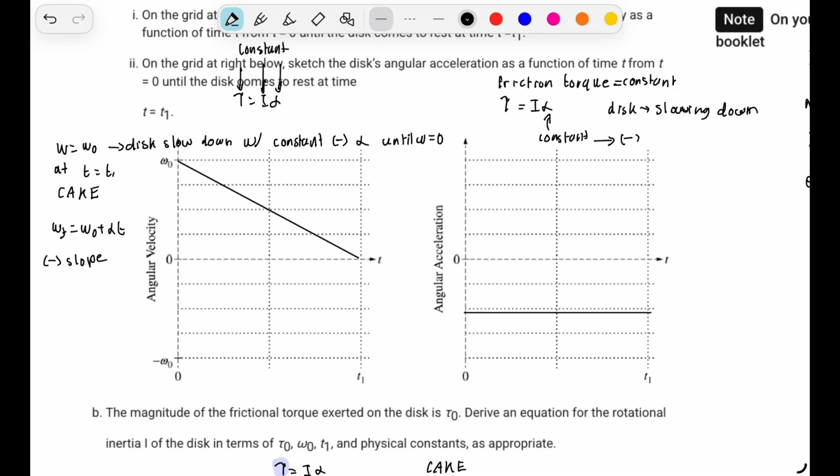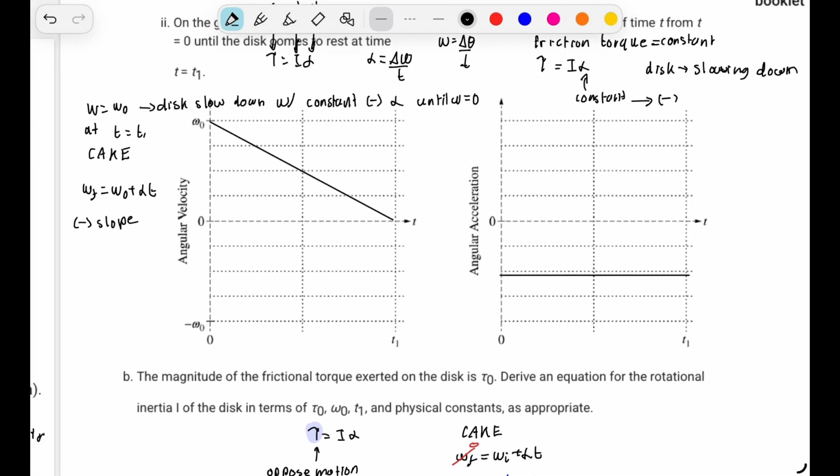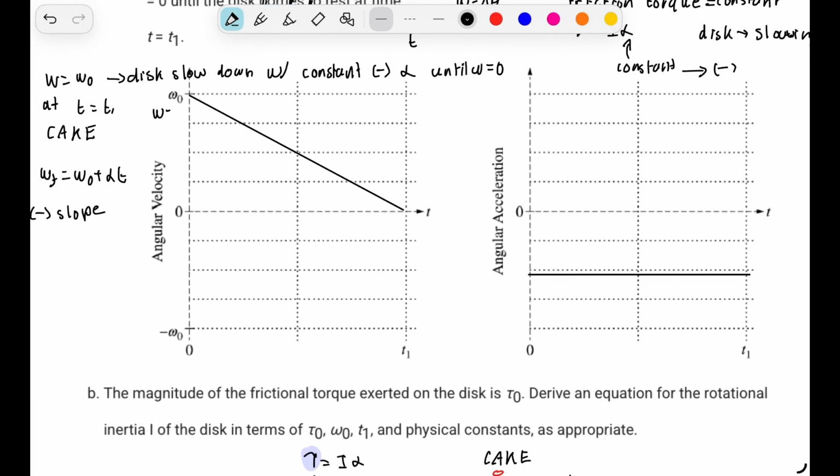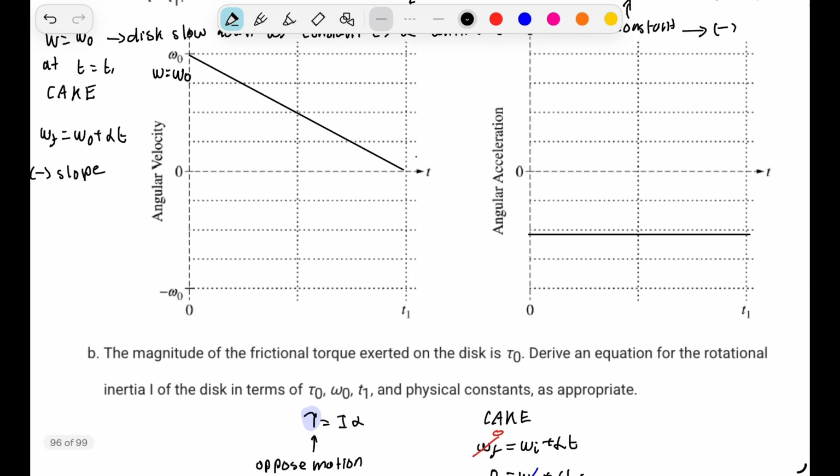Therefore, we have that angular velocity, which is delta omega, the change in angular displacement over time, is going to decrease linearly. And that's because angular acceleration is the change in omega over time. So that means when t is equal to 0, omega is equal to omega initial. And then at t is equal to t1, we have omega is equal to 0. So that's just going to be a straight line from omega initial down to 0.